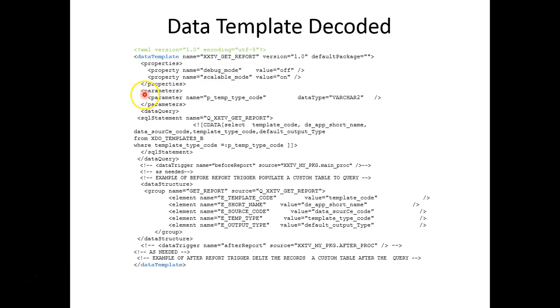Then you have the parameters. You have your SQL statement, and you can see that the SQL statement is encapsulated within the CDATA. And you have the data query begin and end. You can have a before report trigger and an after report trigger. You can have comments in the same format as an XML. Then you have your structure. You can have your source that's tied to the SQL source. The group name can be anything. The element name can be anything, but the value has to tie it to the output of the SQL.